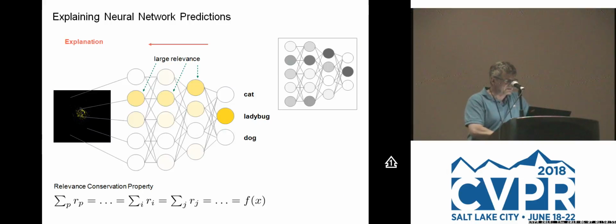So one very important ingredient in the whole process is that there's no sink and no source of relevance. So all the summed up relevance in every layer is a constant, and it's normalized to the function values.